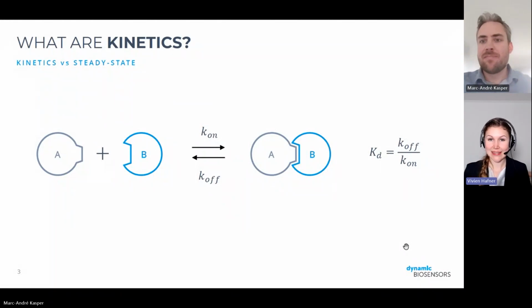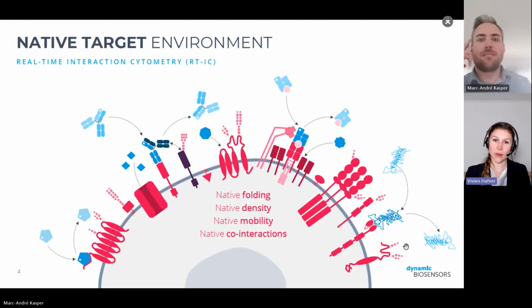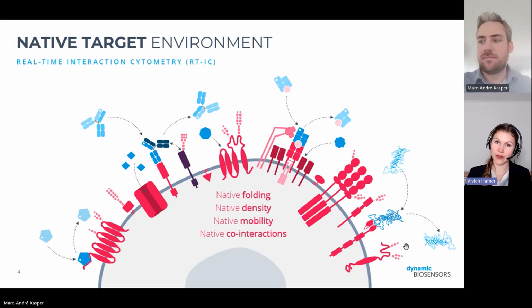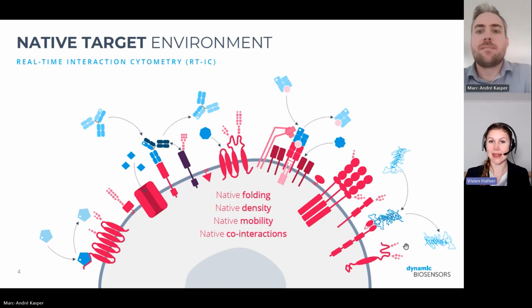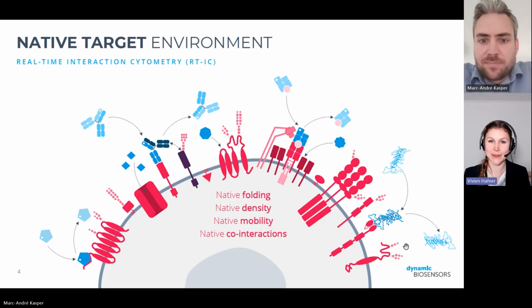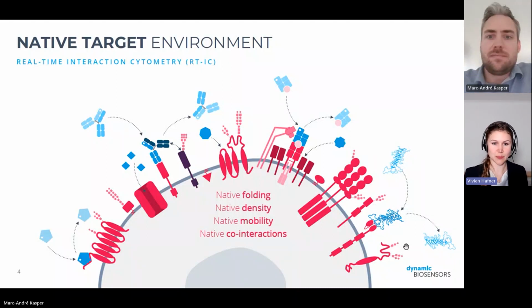So if we look at the next slide, the reason why we are looking at cells is, as you can see, the cell membrane is much more complex than if you look at an isolated ligand-analyte interaction. So you have all the co-interactions, you have the density of the proteins within the membrane, the proteins can move around in the membrane. So it's very important to look at interactions directly in this complex native environment. So this is why we are measuring this with real-time interaction cytometry, and how we do this is described on the next slide.